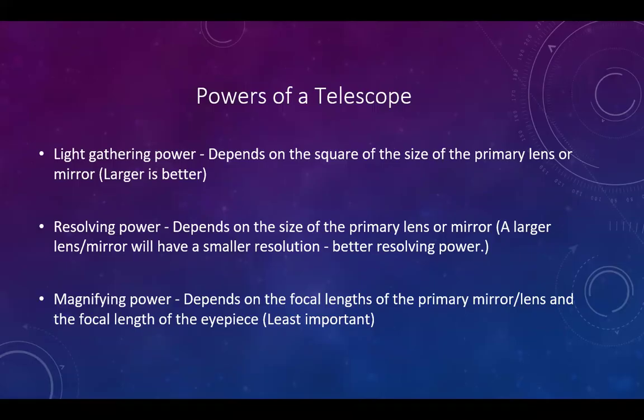And then lastly, there's magnifying power, which depends on the focal length of the primary mirror or lens and the focal length of the eyepiece. And this is the least important factor for actual astronomy, because most of what we're looking at are points, even when you magnify them. So more detail isn't that useful. So this is the least important thing. So resolution is much more important than magnifying power. And it's relatively easy to add more magnification after the fact.